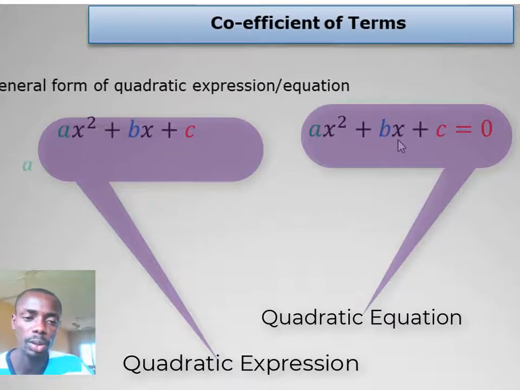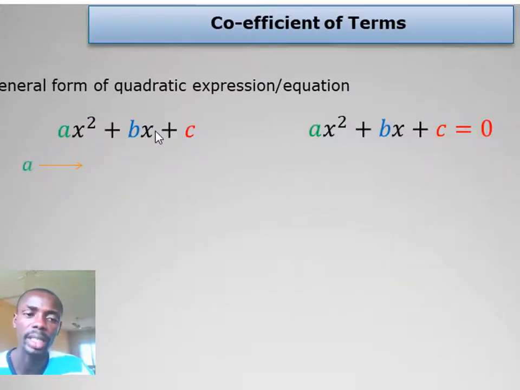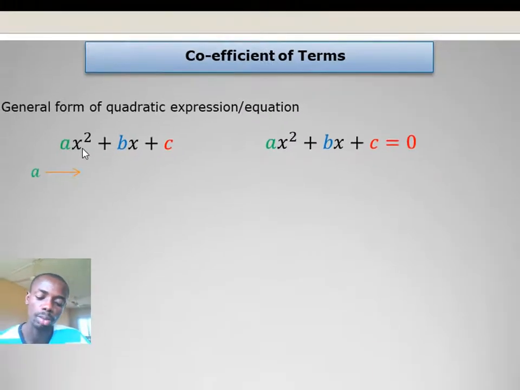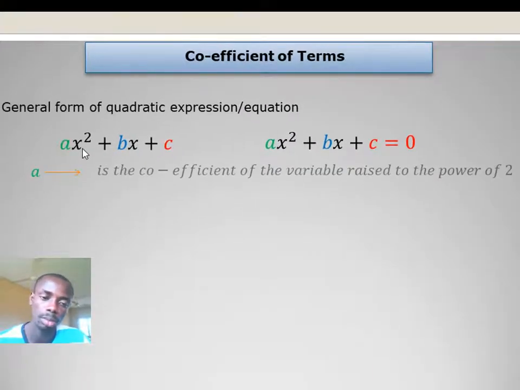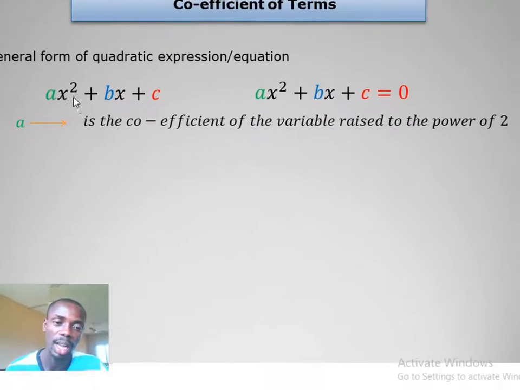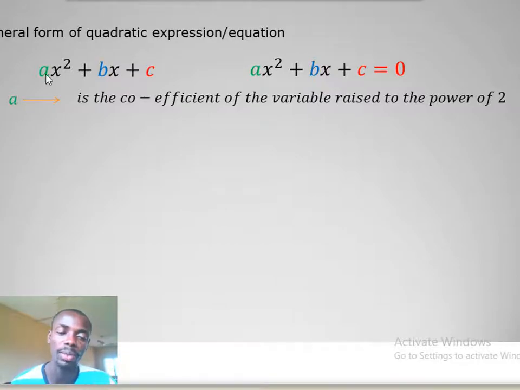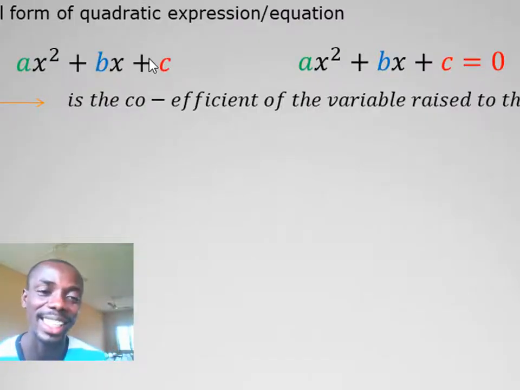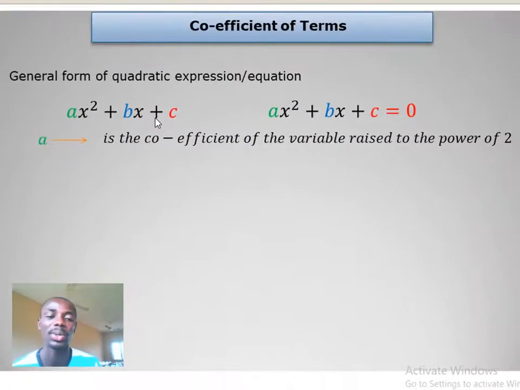Alright, let's move on as we have it here and here. A is always the coefficient of our variable raised to the power of 2. Don't worry, you understand that. So A is always the coefficient of our variable raised to the power of 2. That is, our variable raised to the power of 2 is s squared. So now we want to get A. A is then the coefficient of our s squared.